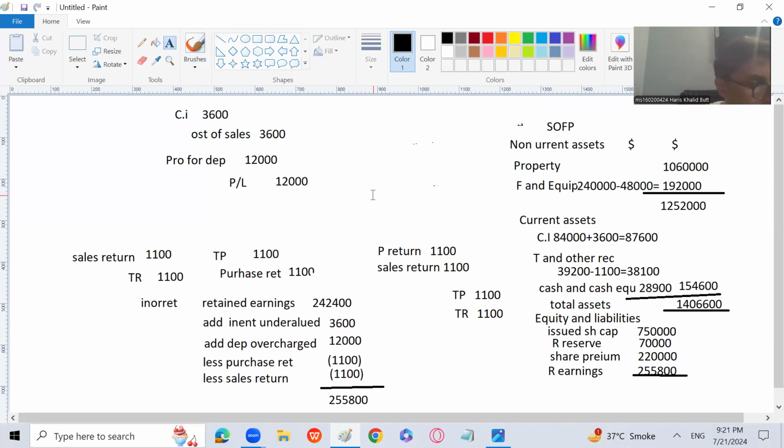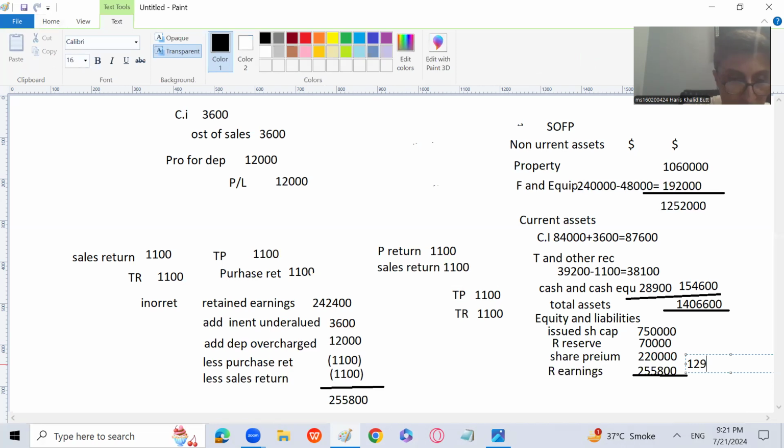And that is going to be, let me calculate it. 7,50,000 plus 2,20,000 plus 70,000 plus 2,55,800. That is 1,295,800. So here I will write over here 1,295,800. So now I'm going to write the non-current liabilities, but there is no non-current liabilities given in the question.